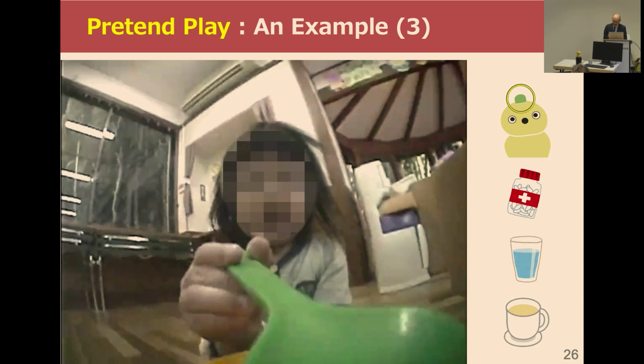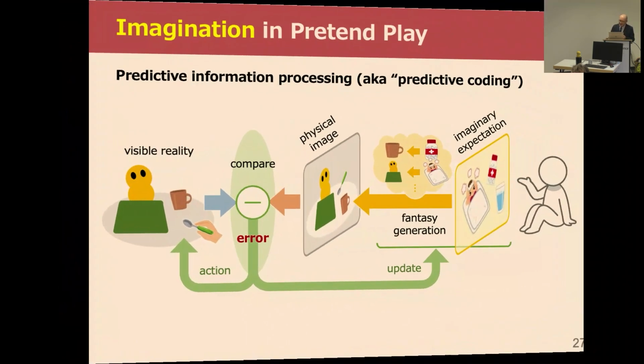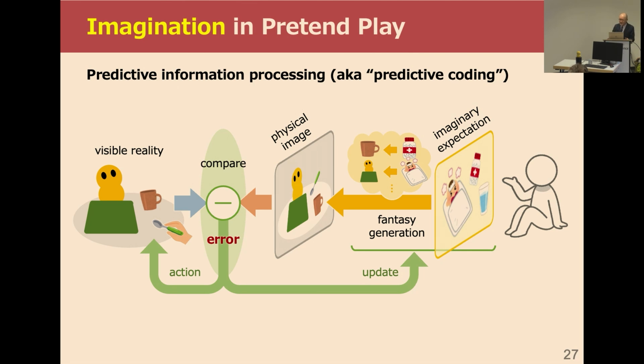So I really would like to model the cognitive processes behind this pretend play. I will talk about this later, but I believe it is deeply related to our human nature. But first of all, based on these observations, we made a preliminary cognitive model of pretend play using the so-called predictive information processing, or predictive coding theory. I think some of you are familiar with it.